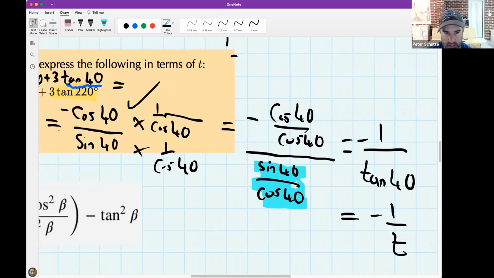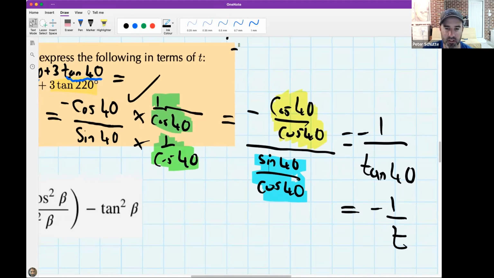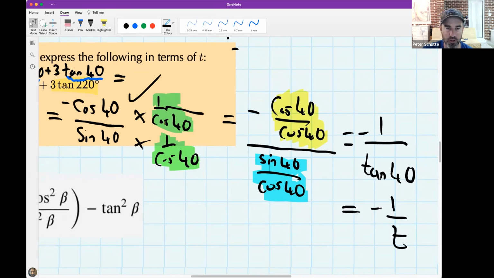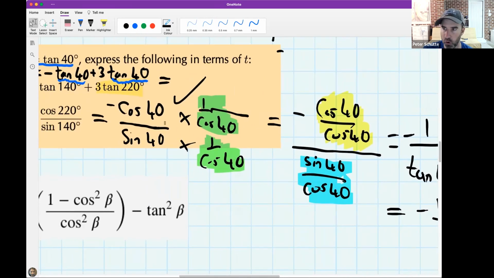So what I did was I multiplied the top and bottom by 1 over cos 40. The reason I did that was it allowed me to move the cos of 40 to the bottom. And then essentially it made this lovely thing happen. But again, I'm not going to linger on that because as you do more and more of these, it'll become more familiar. For now, all I wanted to do was just check that reduction formula.